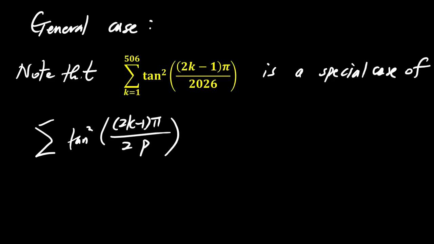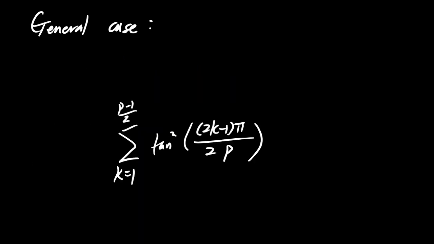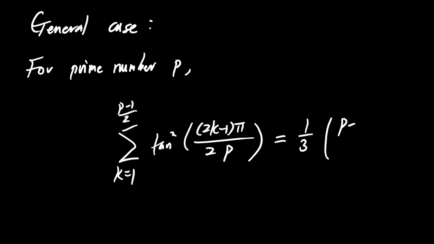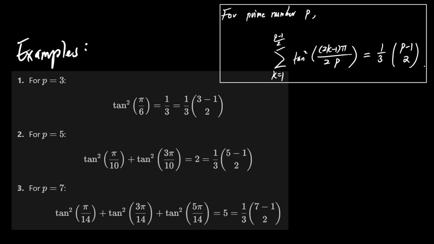Now let's generalize this result for any prime number p. The key observation is that this sum can be written as summation from k equals 1 to (p minus 1) divided by 2 of tangent squared of (2k minus 1) times pi divided by p equals 1/3 times p minus 1 choose 2. Let's see how this formula works for small primes.